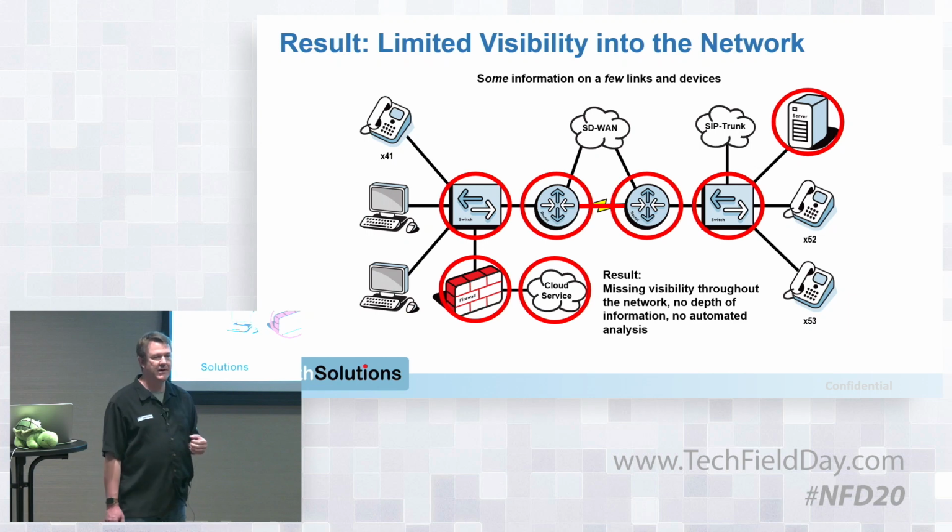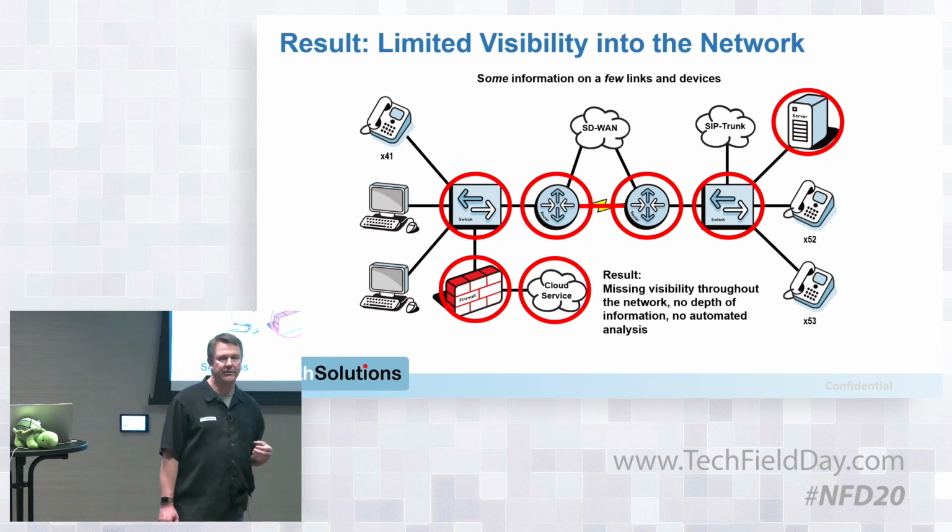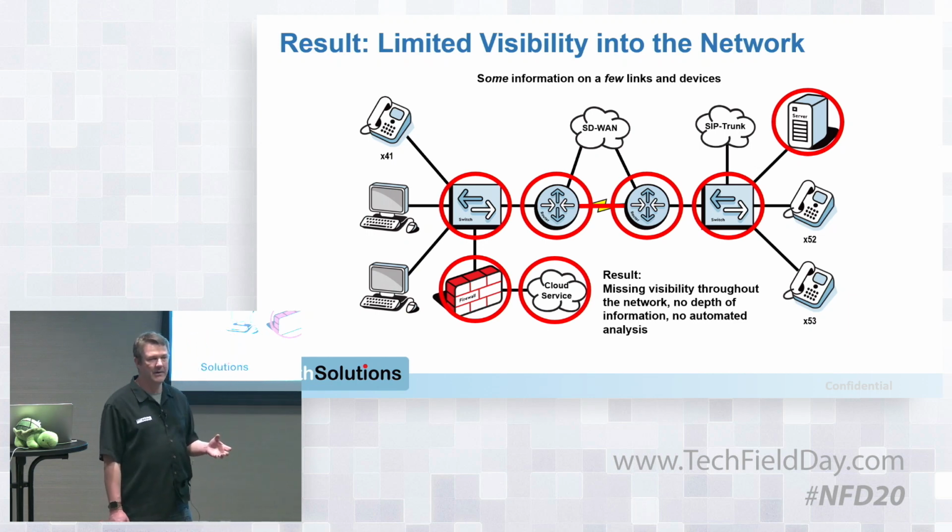You have some information on some switches, some routers, some links in the environment, but the big problem is that if something happens and it doesn't show up here, you're not going to know what's going on, and you have to resort to manual troubleshooting of the problem.